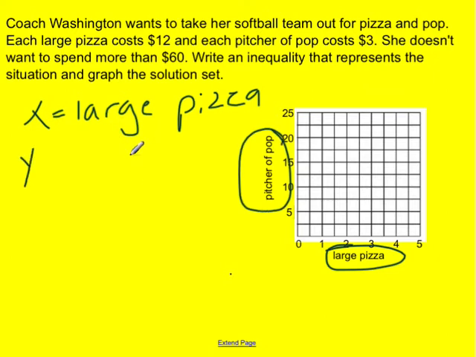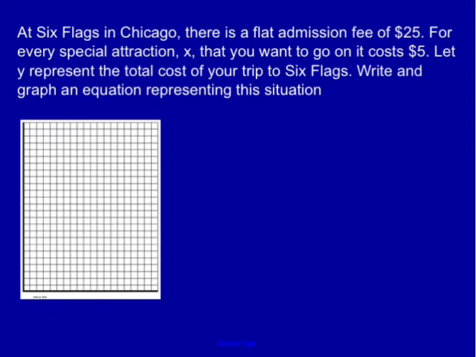So note that you cannot spend more than $60. Each large pizza is 12, each pop is 3. So I want you to write an inequality, solve it for Y, and graph it. This one will be on your Schoology quiz. Okay, let's take a look at this.